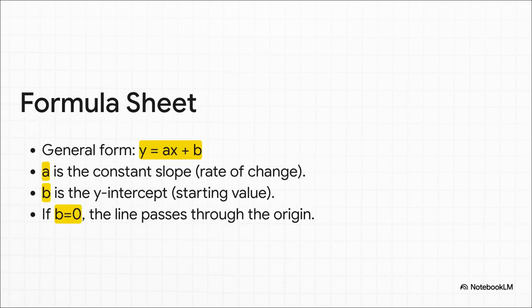Now, here is your mental formula sheet. Keep this locked in. The general form of a linear relationship is y equals ax plus b. But I want you to really understand the meaning behind this, not just blindly memorize it. A represents your slope. It tells you the steepness and the exact rate of growth or decay. B is your y-intercept. It's your starting value when x is 0, kind of like that fixed monthly fee in our telecom example. Interestingly, if b happens to be 0, it means there's no fixed starting value, and your straight line will pass directly through the origin of your graph.